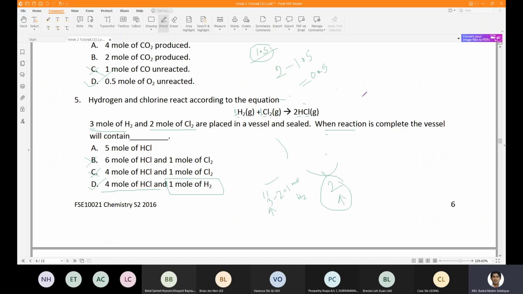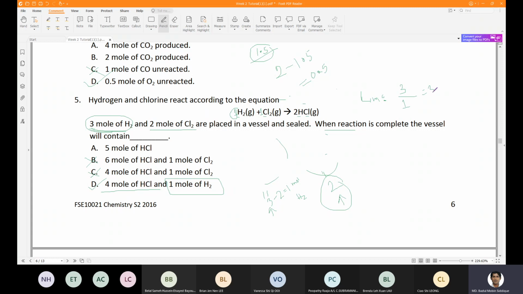So now, first of all, let's find the limiting reactant. I have to find the limiting reactant, because there are 3 moles of hydrogen and 2 moles of chlorine. I do not know whether all 3 moles of hydrogen will be used or all 2 moles of chlorine will be used, or some of these will be left in this vessel. So limiting reactant, how do we find it? We divide the moles of each reactant by its stoichiometric ratio. So 3 moles of hydrogen, we divide by the stoichiometric ratio, which is 1.